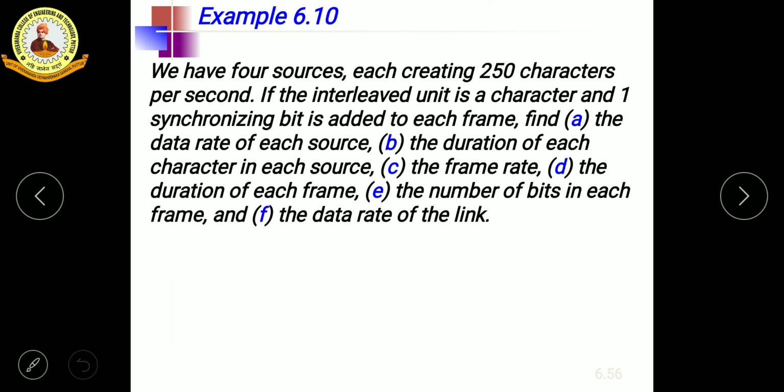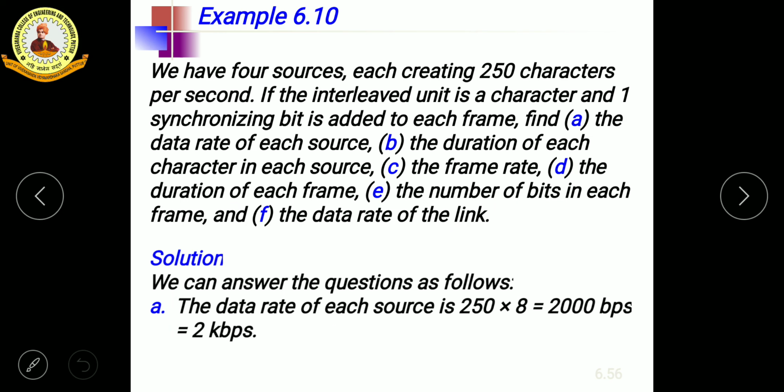Okay, then coming to the next problem, example 6.10. Here we have 4 sources, each creating 250 characters per second. If the interleaved unit is a character and one synchronizing bit is added to each frame, find the data rate of each source, the duration of each character in each source, then frame rate, the duration of each frame, number of units in each frame, and the data rate of the link. This is an important problem. Please make a note of it.